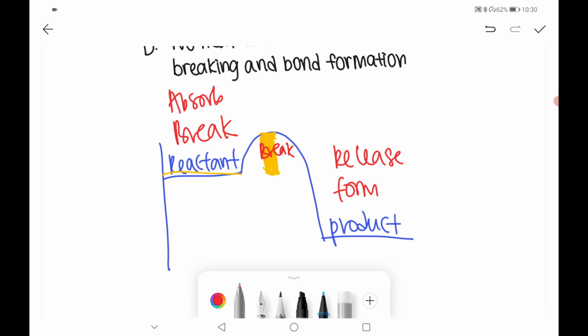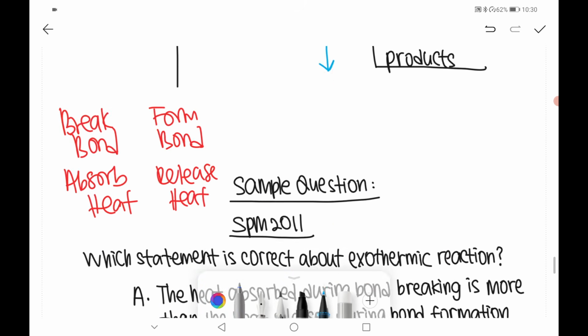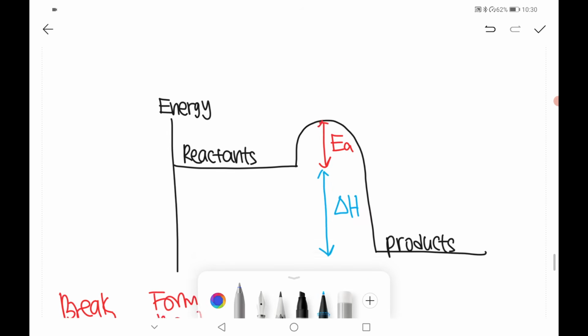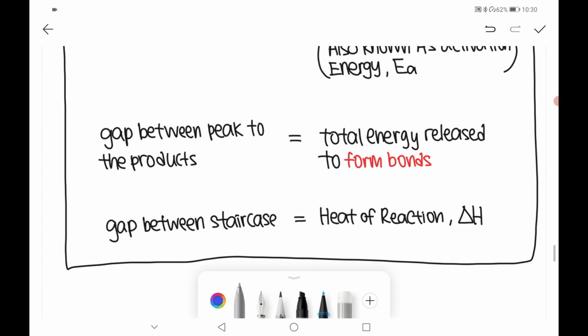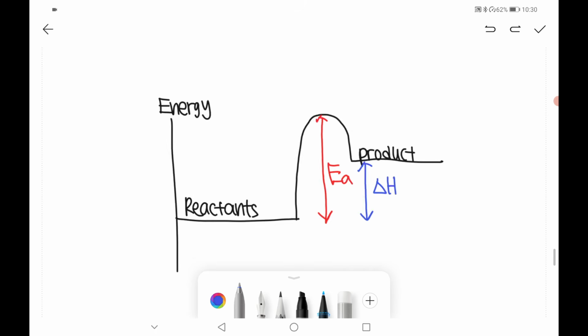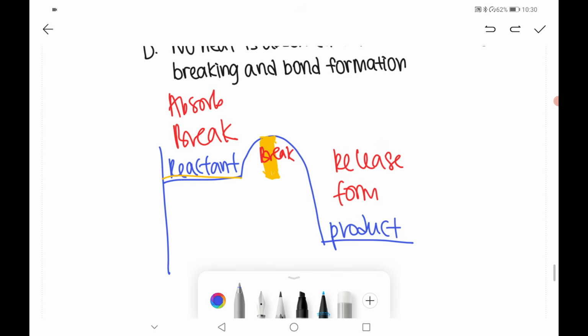So what about forming the bond? Okay, so we learned today the energy that we need to form the bond is this. To form the bond, the total energy released to form the bond is the gap between the peak to the product. Okay, the peak, the highest point, to the product is the energy released to form the bond. So you see, this is the highest point and this is the product. So this gap here is actually the energy released to form the product.